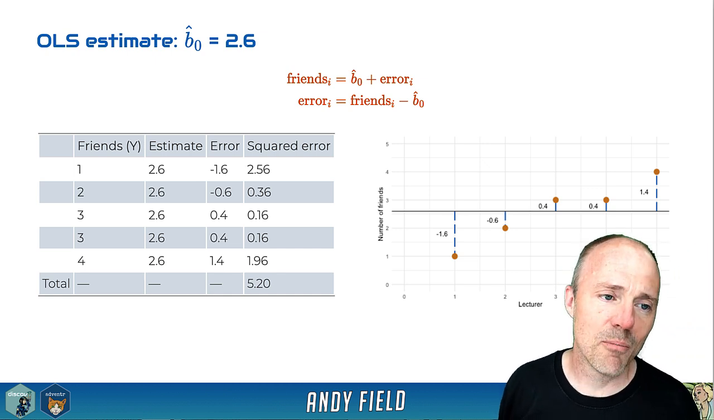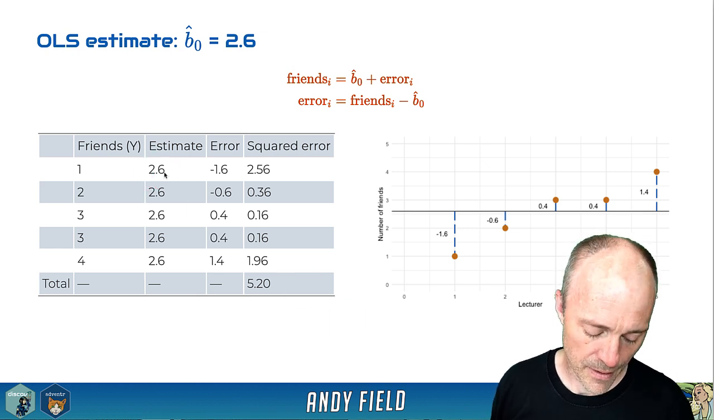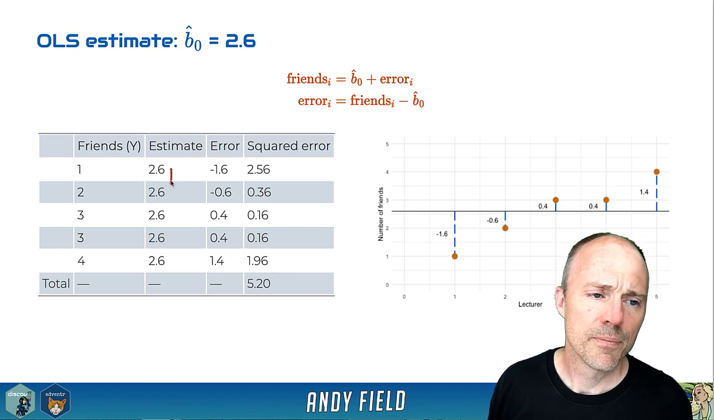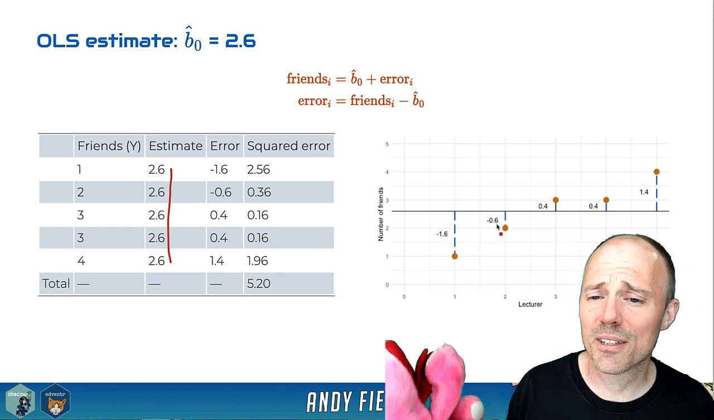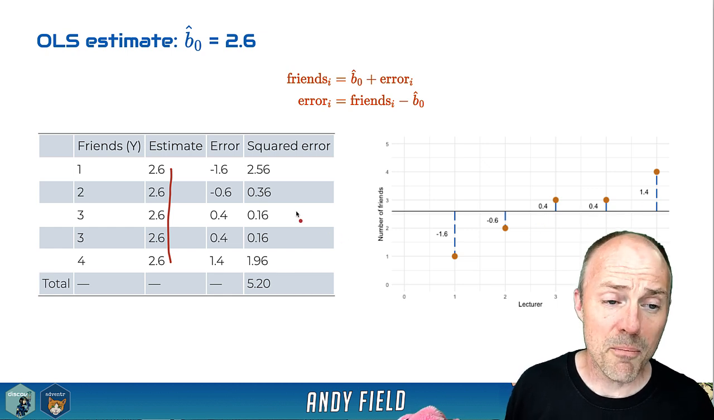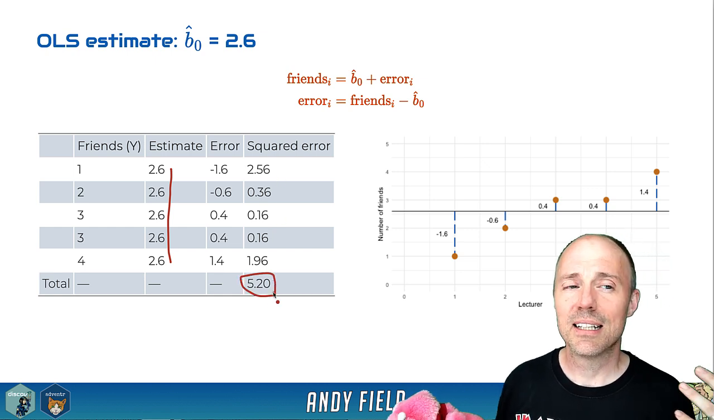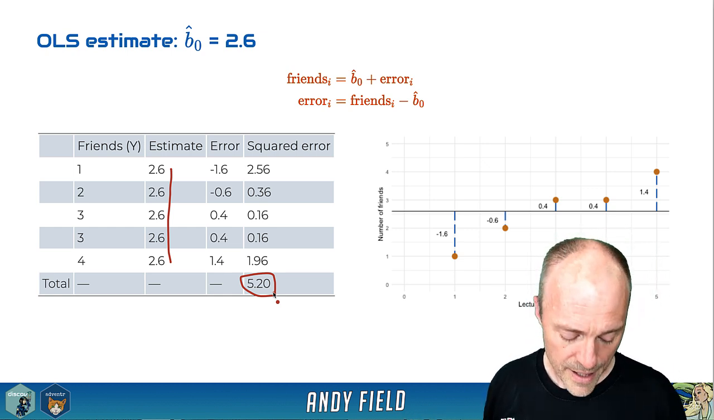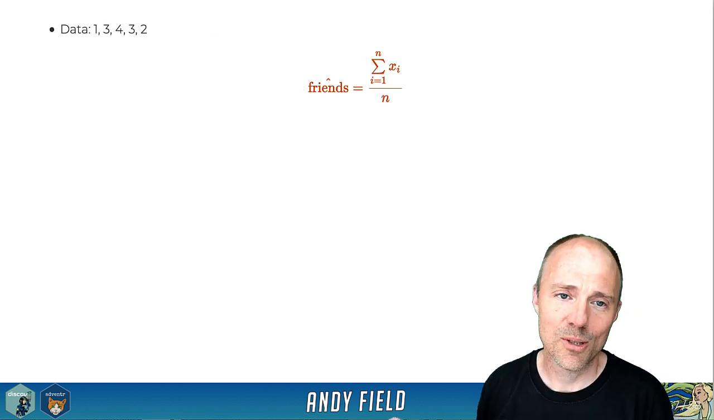So if we plug that number of 2.6 in as our estimate here, and we work out those errors, we get an error of -1.6, -0.6, 0.4, 0.4 and 1.4. And we work out those errors and we square them, we get this value, 5.2. So that's the least squared error that there can be given the data. Now, that was a very long-winded way of doing that, but I'm trying to illustrate what least squares actually means.